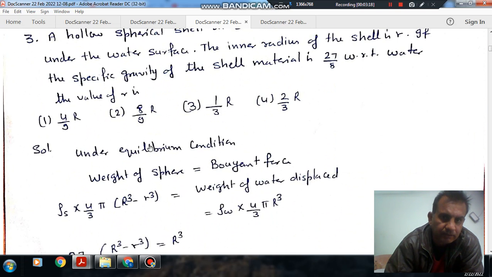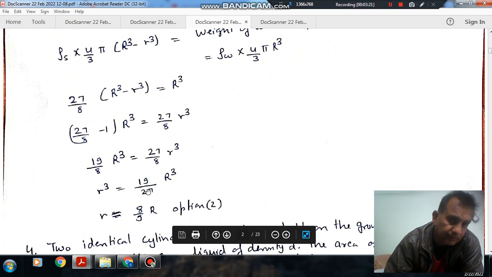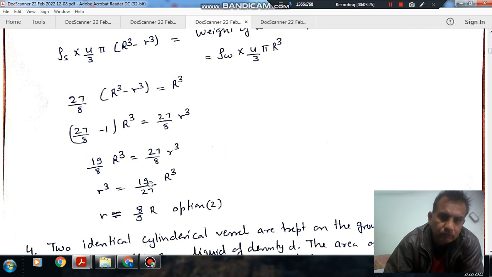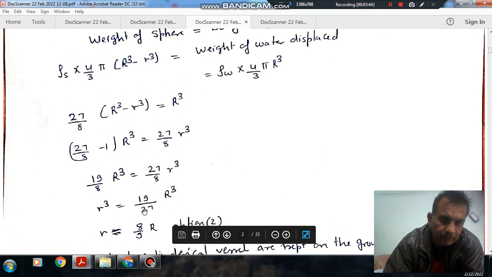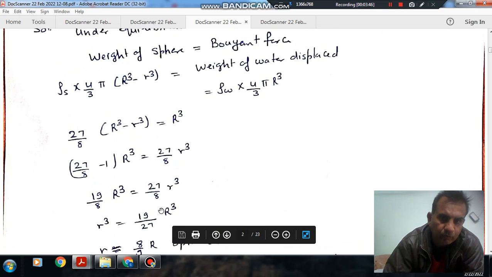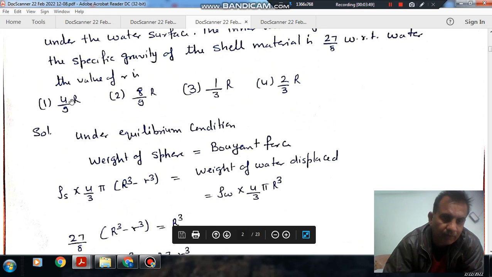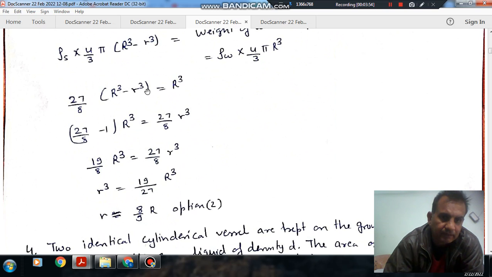So r is the cube root of 19 by 27 times R, approximately equal to, because the cube root of 8 is 2 and the cube root of 27 is 3. So 19 should be in between 2 and 3, approximately 2.6 by 3, or approximately 8 by 9, because all the other options, 4 by 9, 1 by 3 and 2 by 3, are far away. So 8 by 9 is the appropriate option.